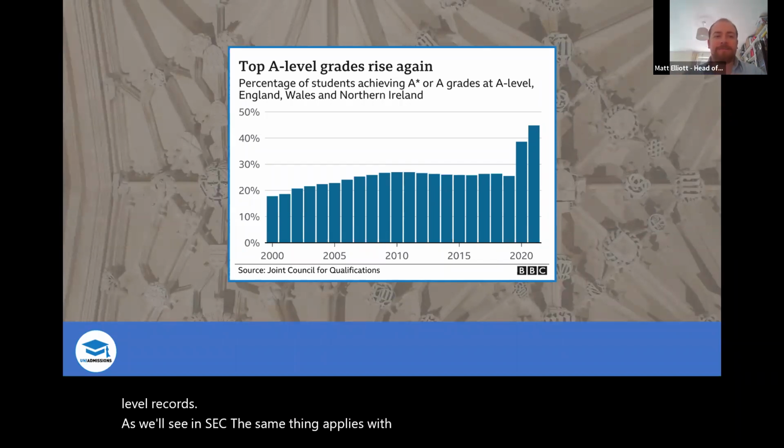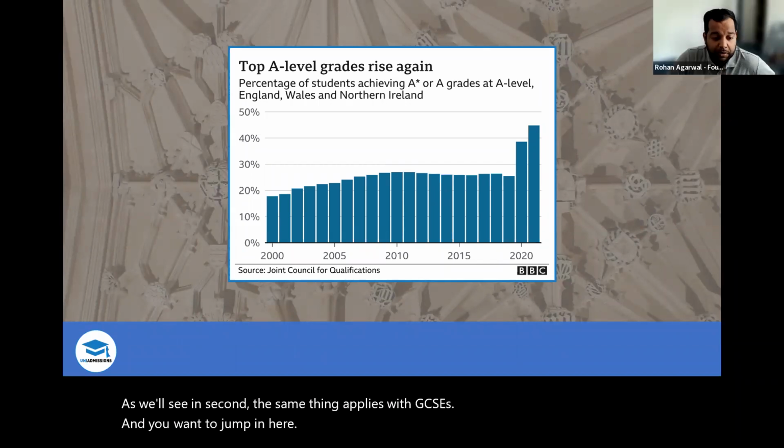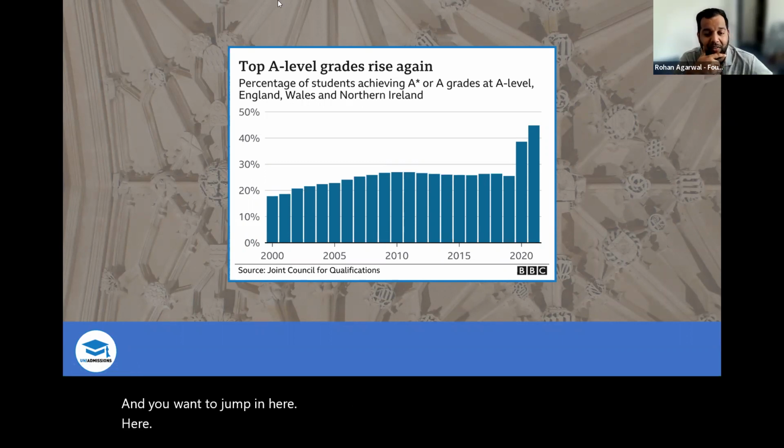Rohan, did you want to jump in here? Well, I think the main thing here is that because the percentage of A stars and A's has doubled, it's very hard for an admissions tutor to distinguish a good candidate from a great one. And that problem is only going to continue for a little bit. So whilst it's a very difficult thing to apply to Oxford and Cambridge, we do have to have a level of sympathy for the admissions tutors, which is why the pie chart that we're going to go into has changed quite a bit from what it used to be.